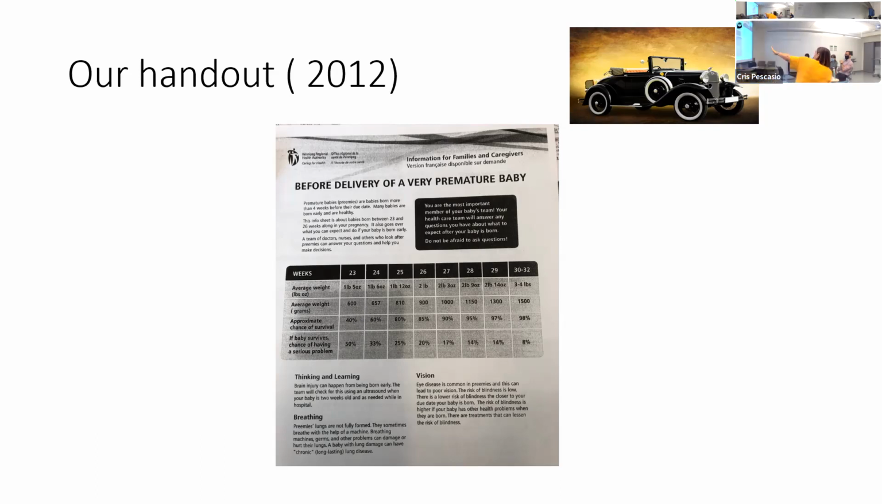So the average weight and the approximate chances of survival. For the lower gestational ages, at that point we decided we were going to use the Canadian Neonatal Network because our numbers were very small. So we said, well, it's better to have more statistically. So for 23, 24, 25, I think, we use the CNN, and then we use our own numbers. And if the baby survives, the chances of having a serious problem.